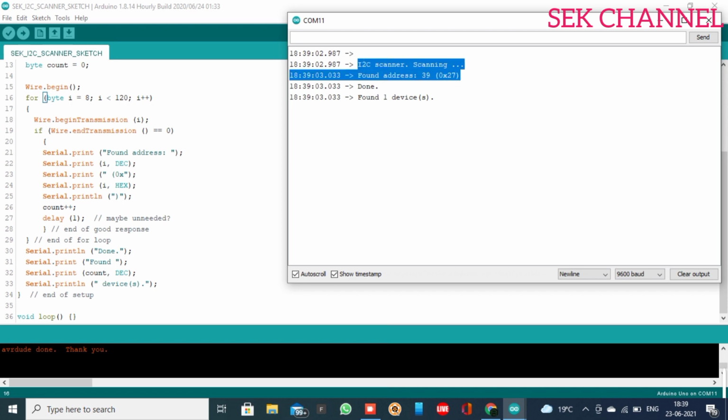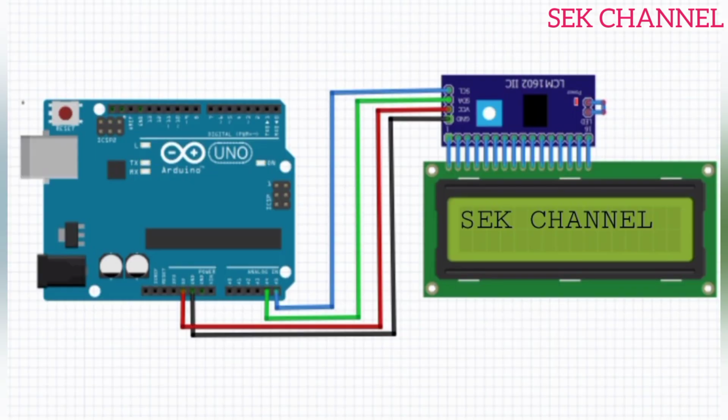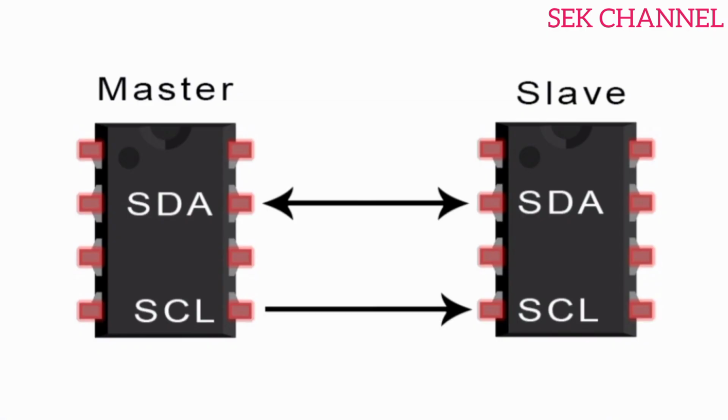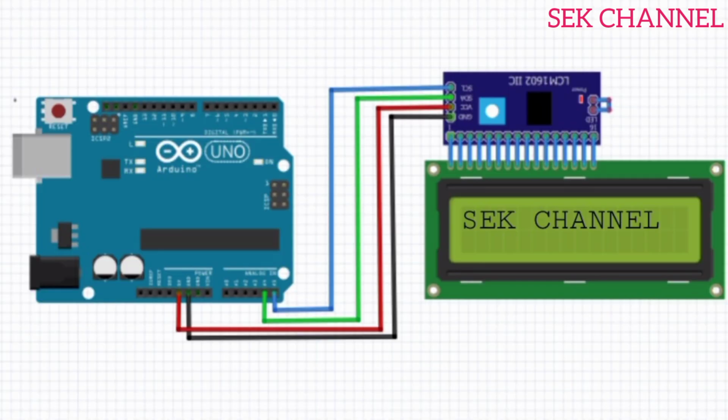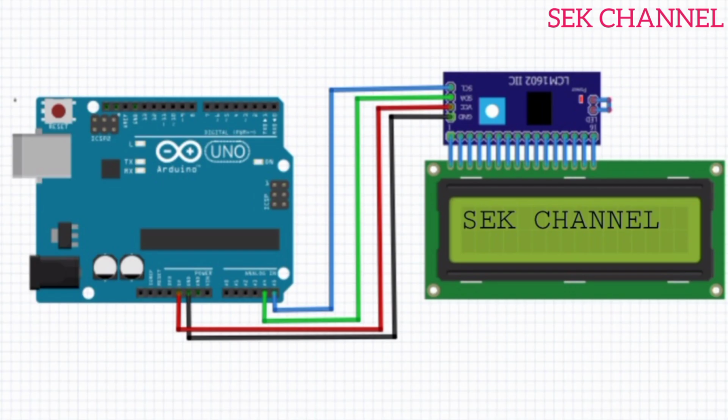I2C LCD module has only 4 pins. Pin 1, ground, should be connected to Arduino's ground. Pin 2, VCC, 5V, to be connected to 5V of Arduino. Pin 3, SDA, serial data. It is used for both transmitting and receiving the data. This pin is connected to pin A4 of Arduino. Pin 4, SCL, serial clock. This is a timing signal supplied by the bus master device. SCL pin connected to pin A4 of the Arduino.